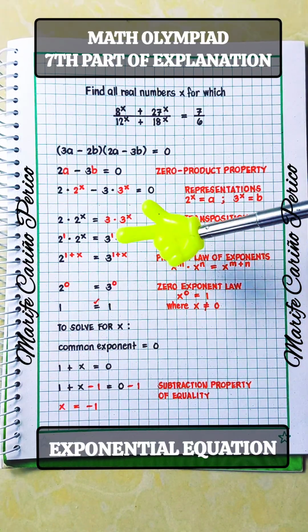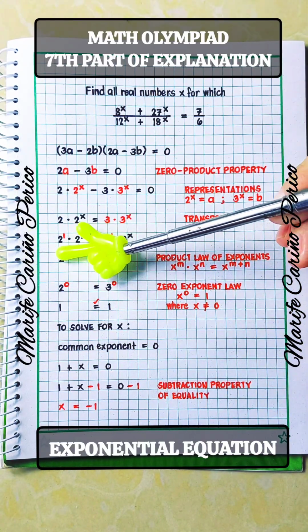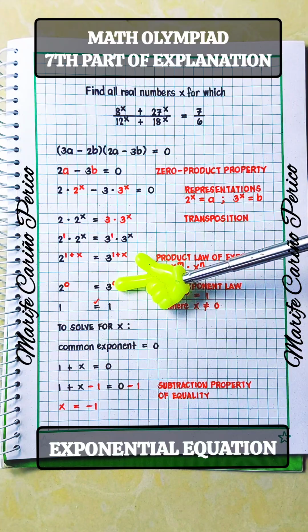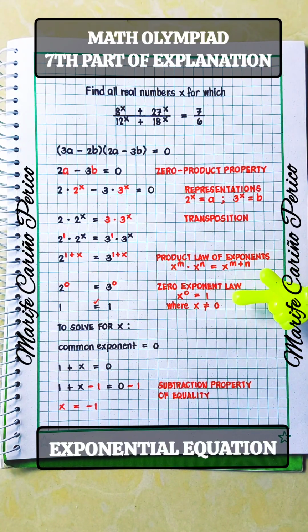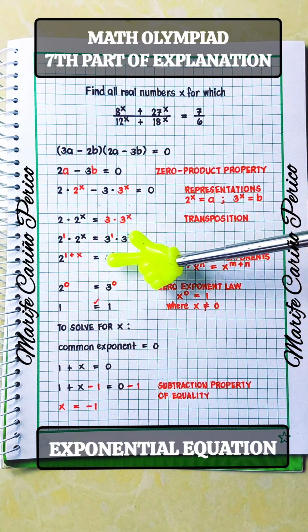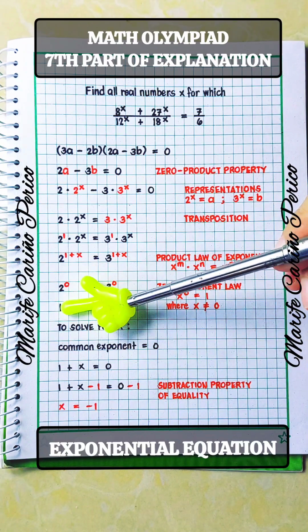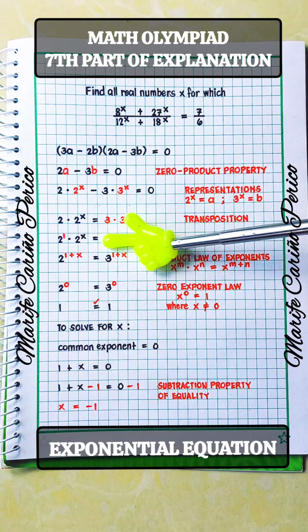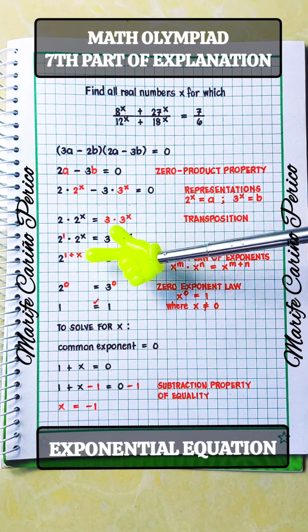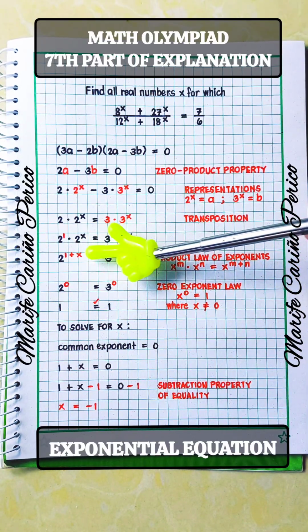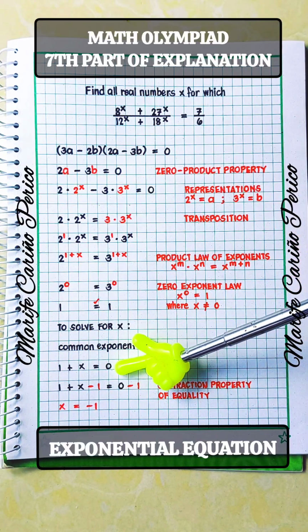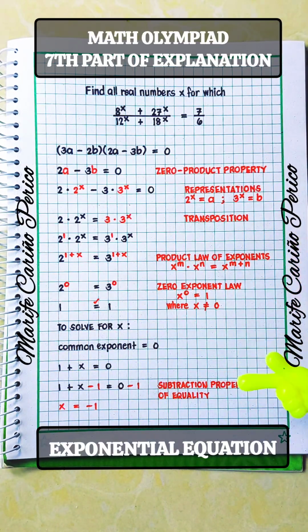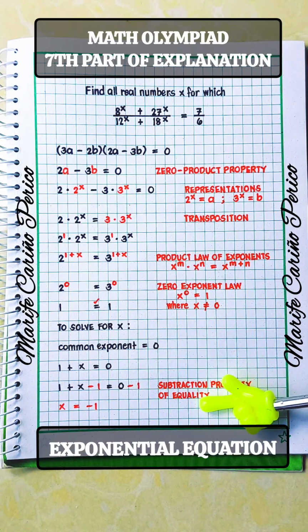For this exponential equation to hold true, the common exponent must be 0, so that by zero exponent law, which states that any non-zero base number raised to the power of 0 is always equal to 1, each side of this exponential equation becomes 1, and 1 equal to 1 is a true statement. Therefore, to hold this exponential equation true and to solve for the unknown x, let's equate this common exponent 1 plus x to 0. Then isolate x on the left side by application of the subtraction property of equality.